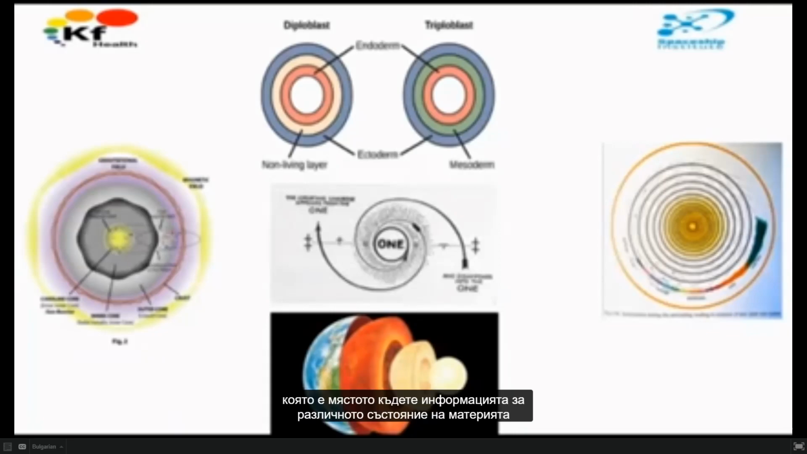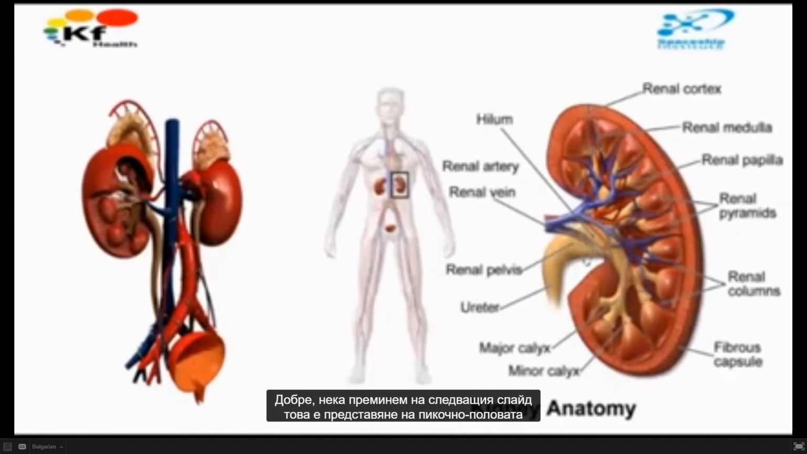That is the place where the information of the different states of matter is accepted and reorganized. It means when you accept the state of matter, that part of the matter, transitional matter, reorganizes that state into a different state of matter regarding what is needed by the inner core, and vice versa. It takes the information from the inner core and resends it to the outside. Okay, then we go to the next slide.